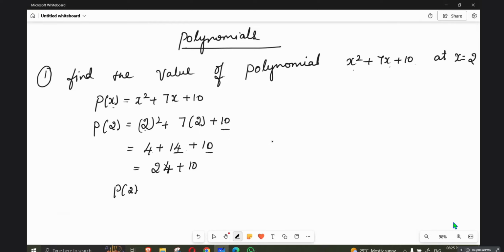Okay, I've written here. These two I've added. Here P of 2 is equal to 28. Now do P of 1, what will you get?